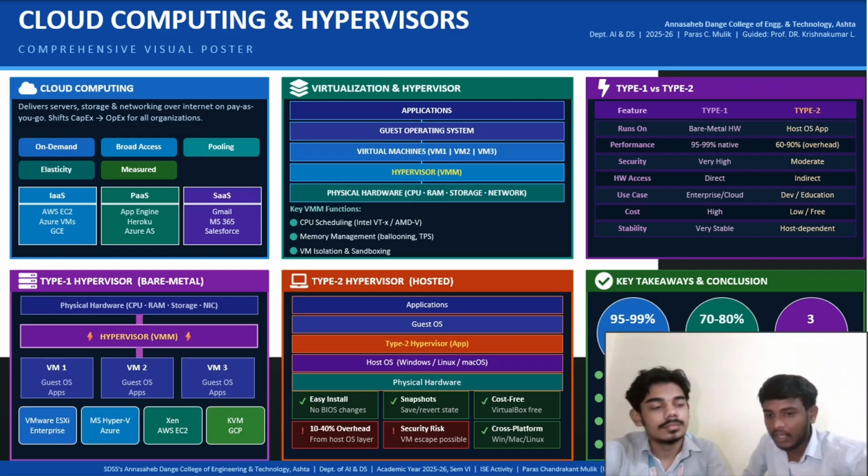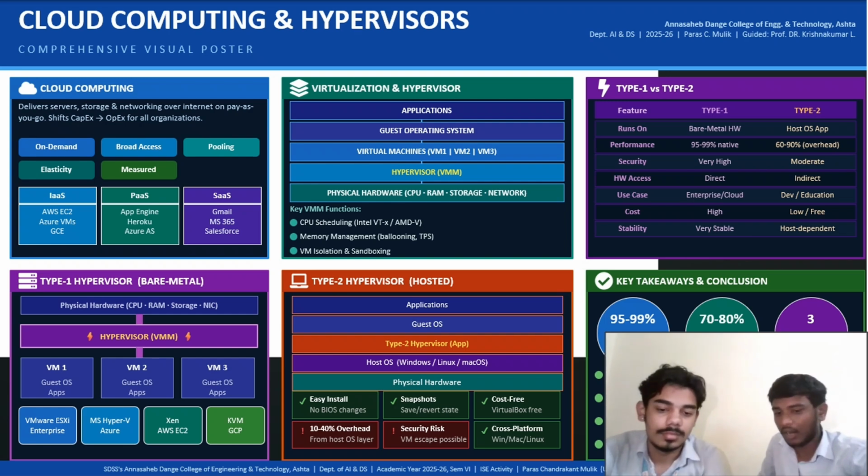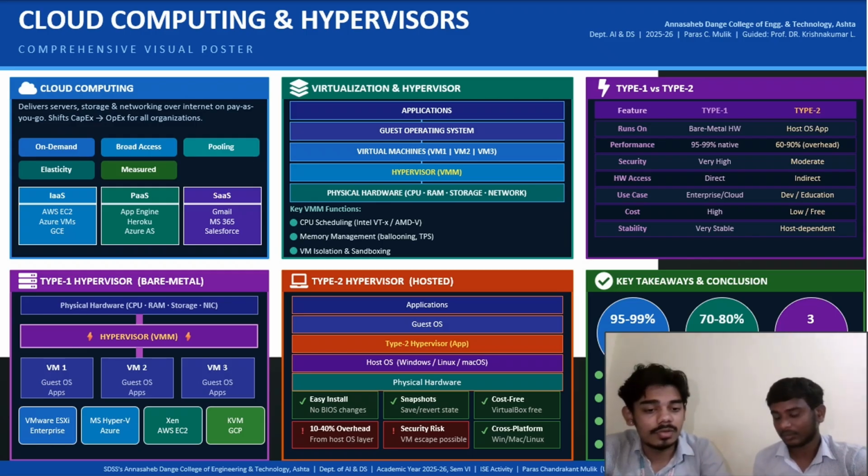Okay, Paras, let's talk about where this is all heading. What are the trends you are watching in cloud and virtualization? A few interesting developments. First, serverless and function as a service. So AWS Lambda, Azure Functions, also Google Cloud Functions.